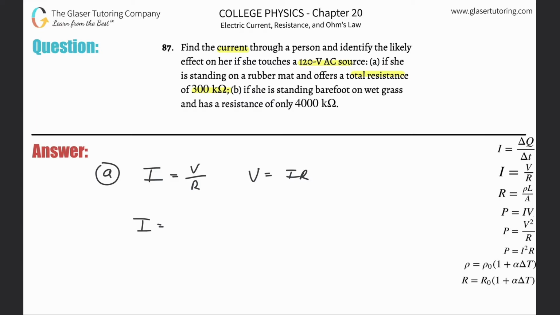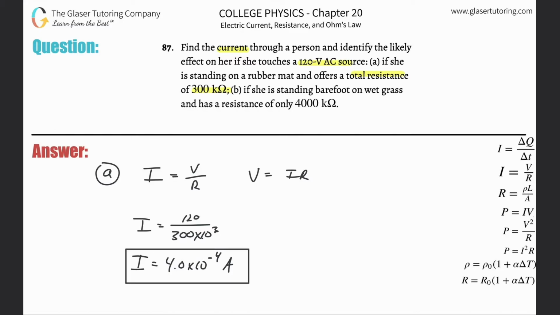So all we have to do is plug in the voltage of 120 volts and divide that by 300 kilo ohms. Be careful, you don't need kilo ohms, you need ohms, so you have to multiply that by 10 to the third. So we'll divide 120 by 300 times 10 to the third, and we get a value of about 4.0 times 10 to the minus fourth amps, or 0.4 milliamps. Ain't really going to do much. All right, should be fine.